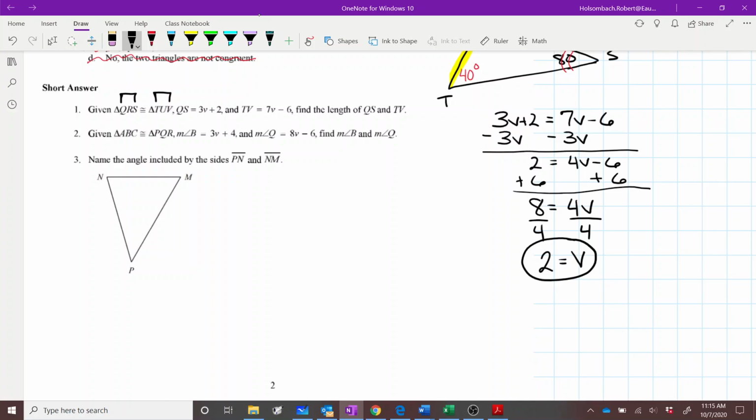If 2 is equal to V, we can substitute. And we'll go up here. 3 times 2 is 6, plus 2 is 8. 7 times 2 is 14, minus 6 is 8. So the length of QS and TV are 8.